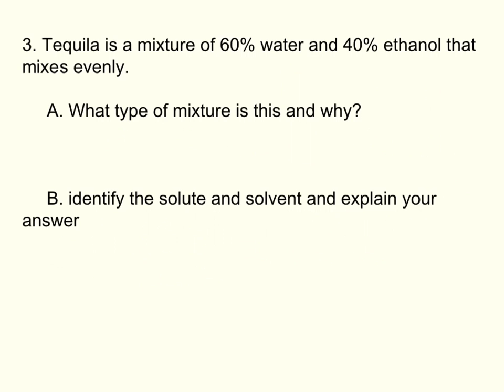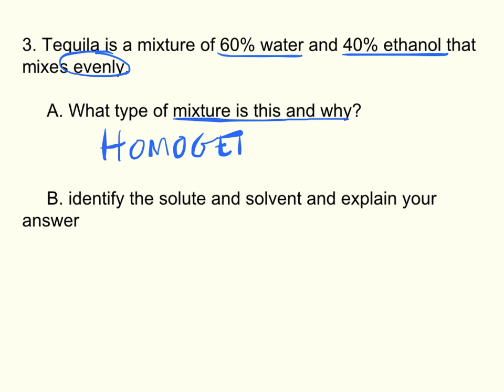So number 3 says, tequila is a mixture of 60% water and 40% ethanol that mixes evenly. What type of mixture is this and why? Well, here's a key word: it mixes evenly. That means it's going to look the same all the way through. If it looks the same, this is a homogeneous mixture because it looks the same all the way through, and we can call it a solution.